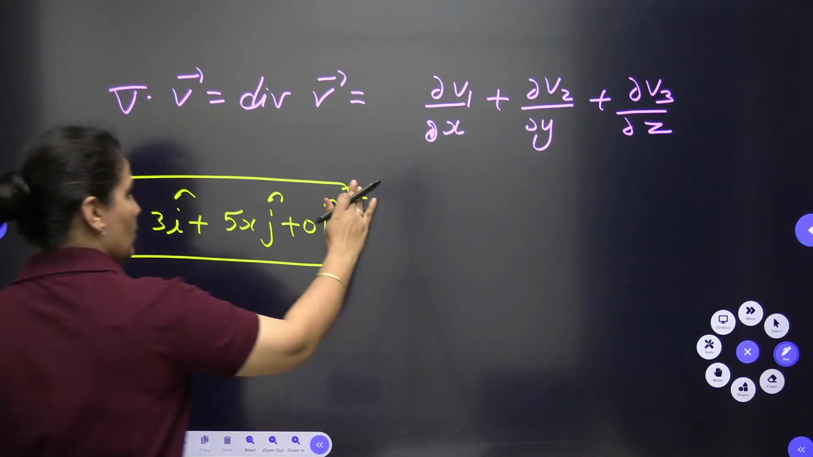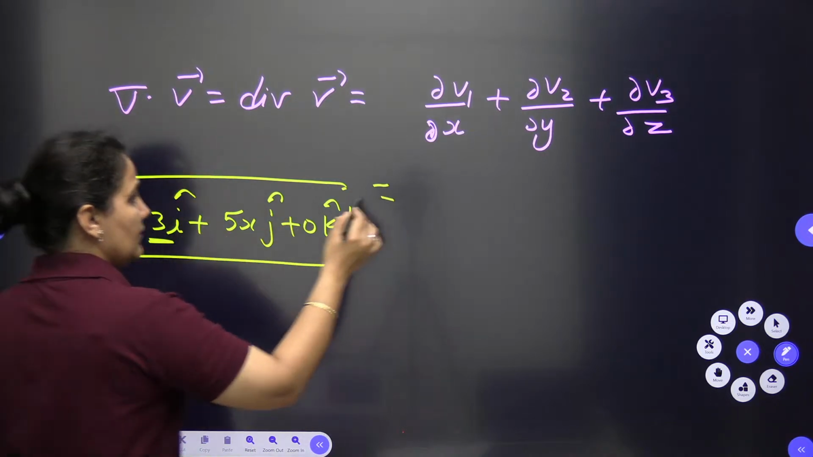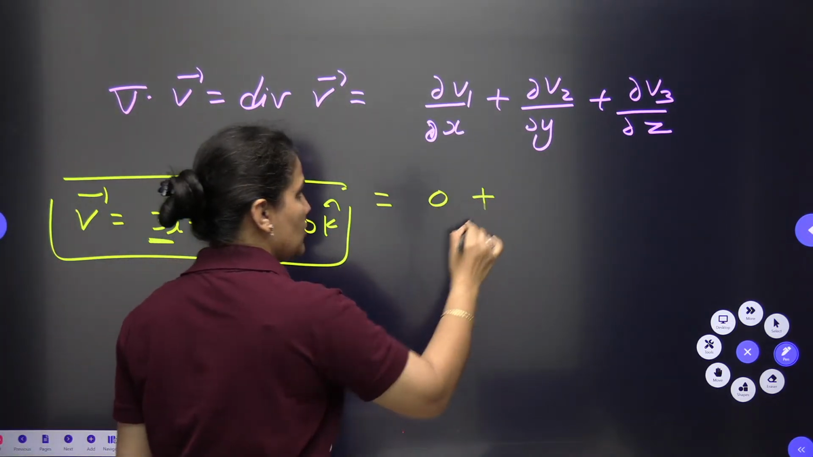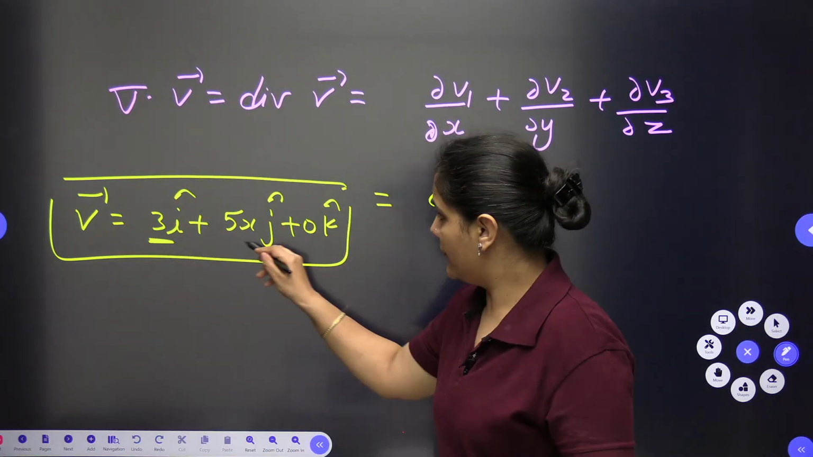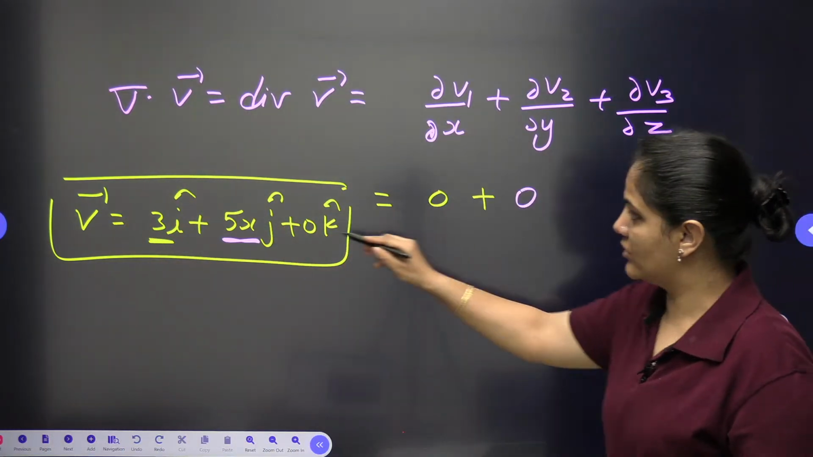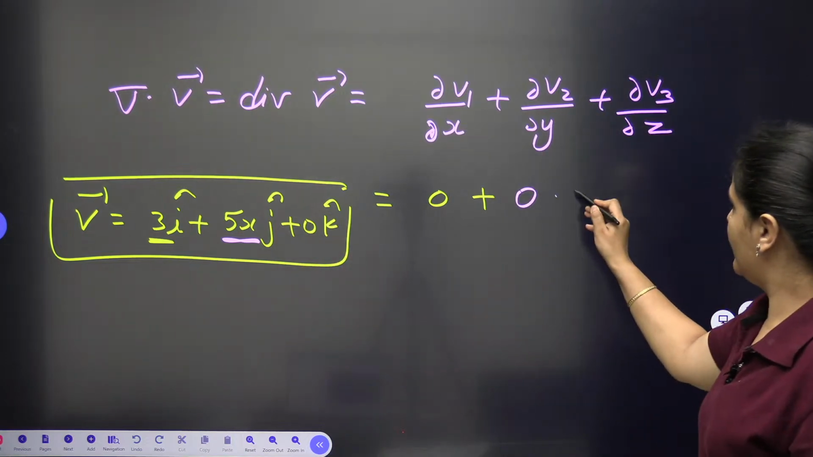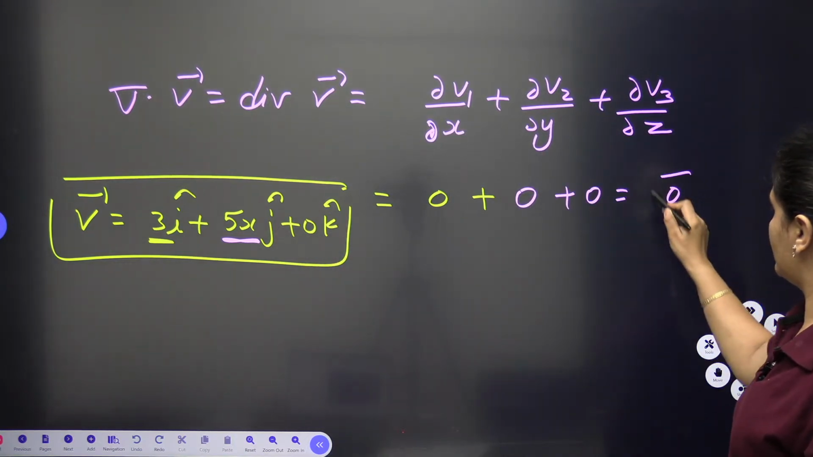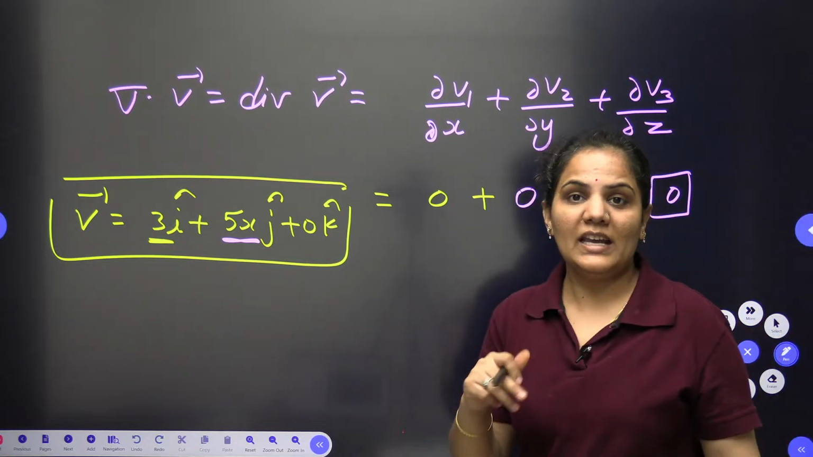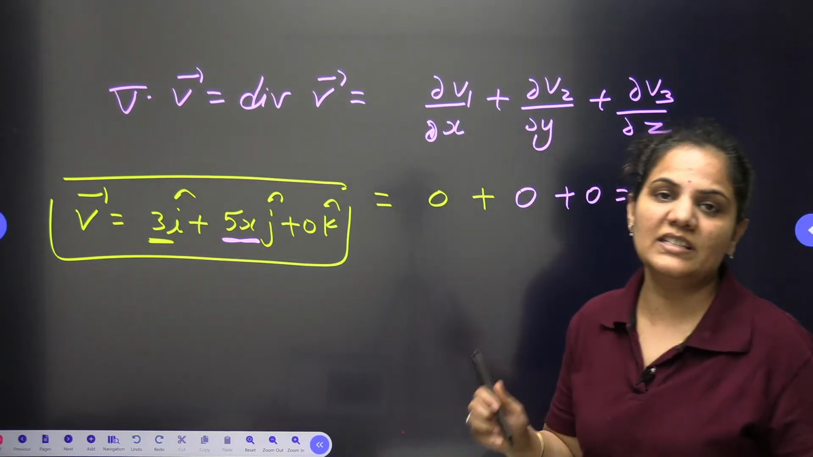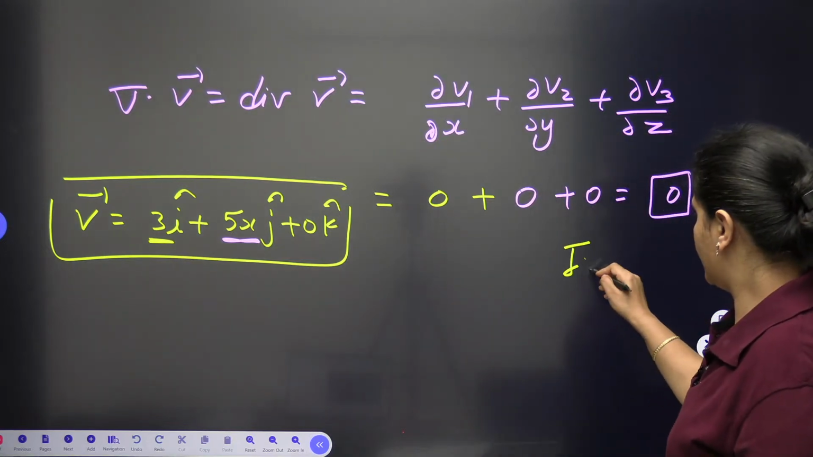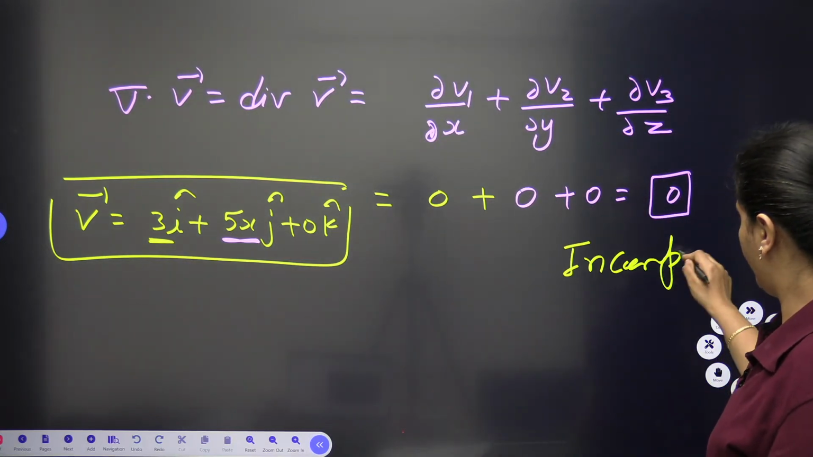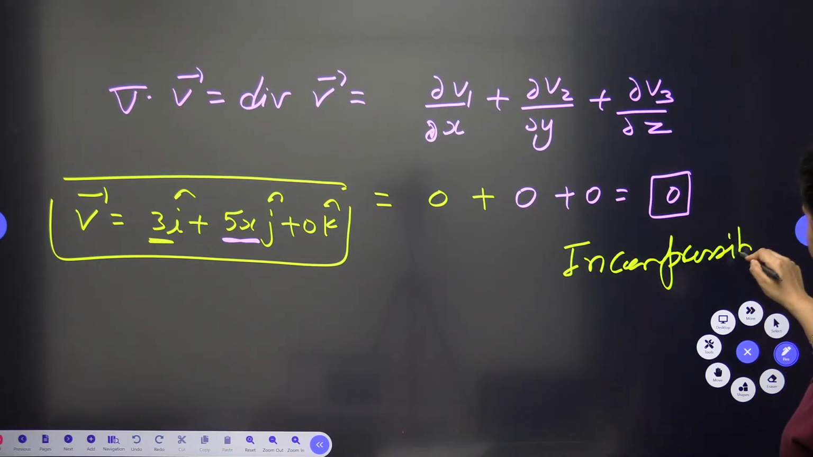Now when we solve it, very easily we can see, this is the constant term, so the derivative with respect to x will be 0. Derivative with respect to y is also 0, because we have 5x, and we don't have z, so this will be 0. So the divergence of this function is 0. When the divergence is 0, yes, this is an incompressible flow. So this function has the property of incompressible first of all.